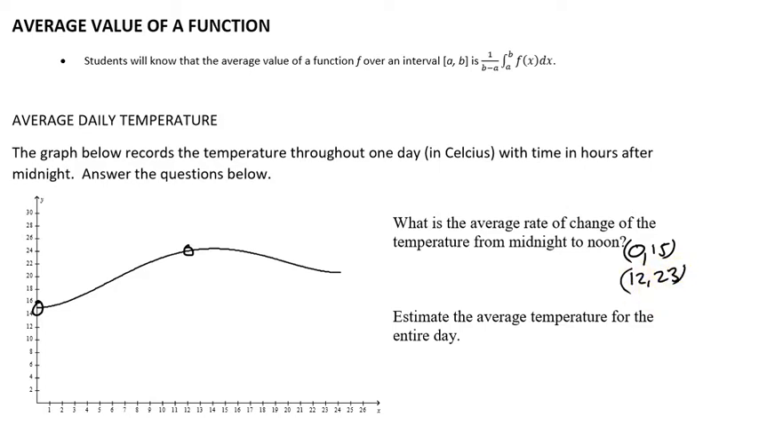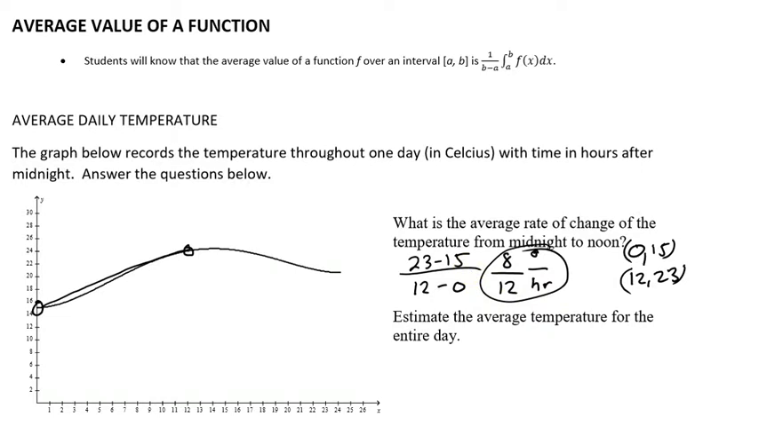If we want to know the average rate of change, that's just a slope. It's the slope of this line between those 2 points. So that would be 23 minus 15 over 12 minus 0. 23 minus 15 is 8, over 12. So 8 over 12 degrees per hour is the average rate of change.